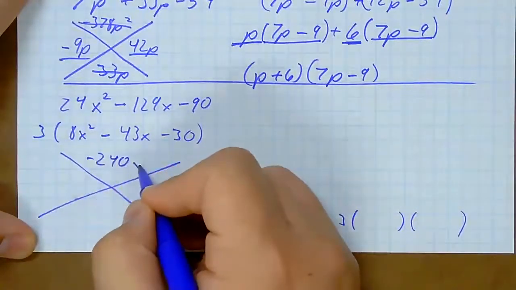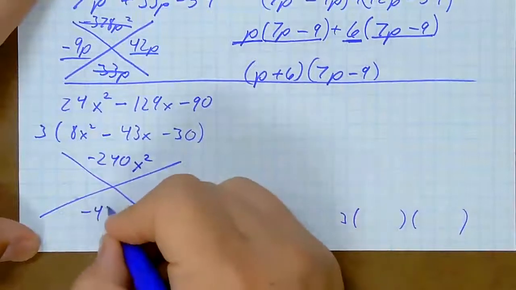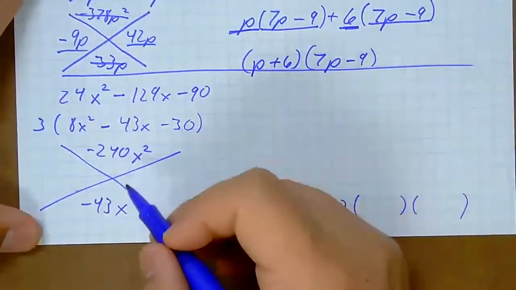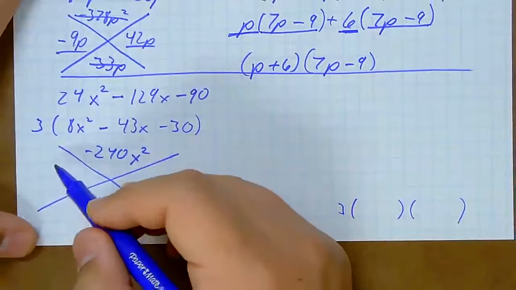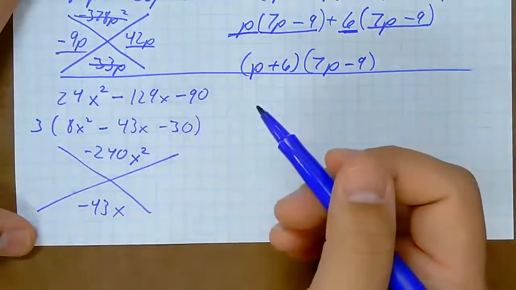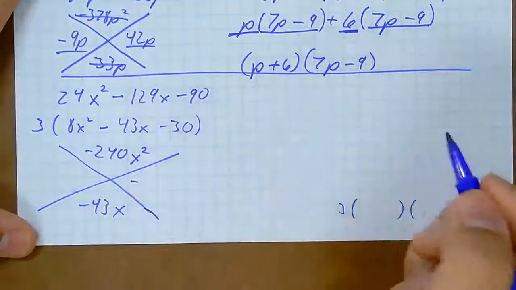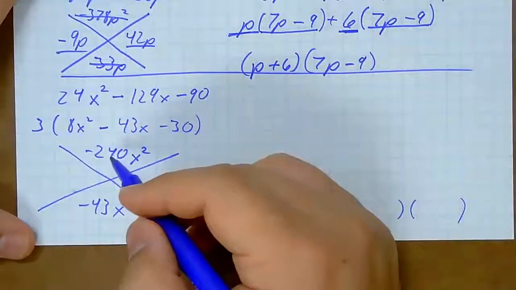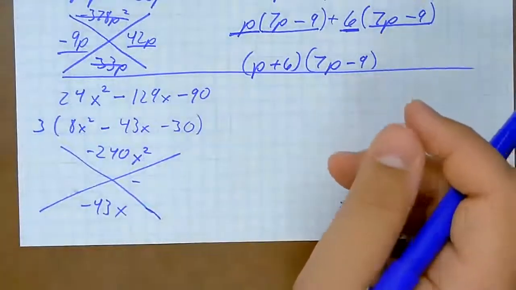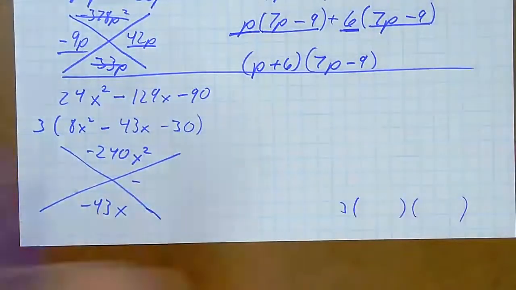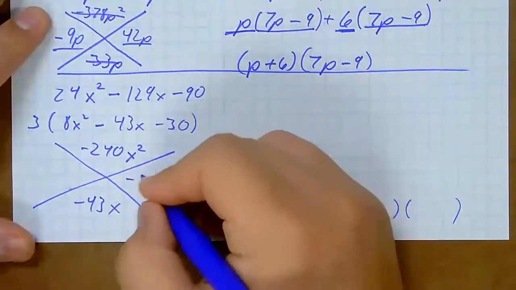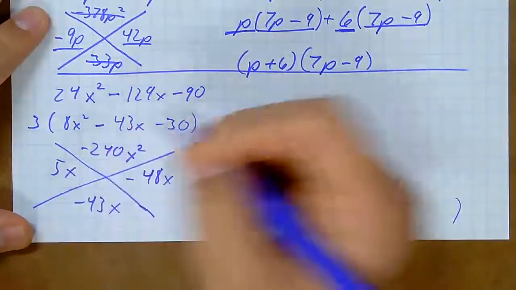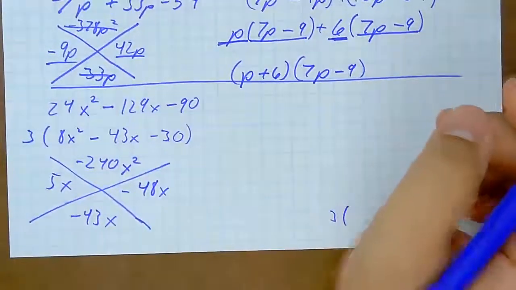Negative 240x squared, negative 43x. Now, I've said it before, I'm going to continue to say it. You should put your negative on the left side. Let's see what happens when we put our negative on the right. So what multiplies to negative 240 but adds to negative 43? Let's see, it's going to be negative 48 and 5. I believe. Yep, 48 and 5. So negative 48x and 5x.